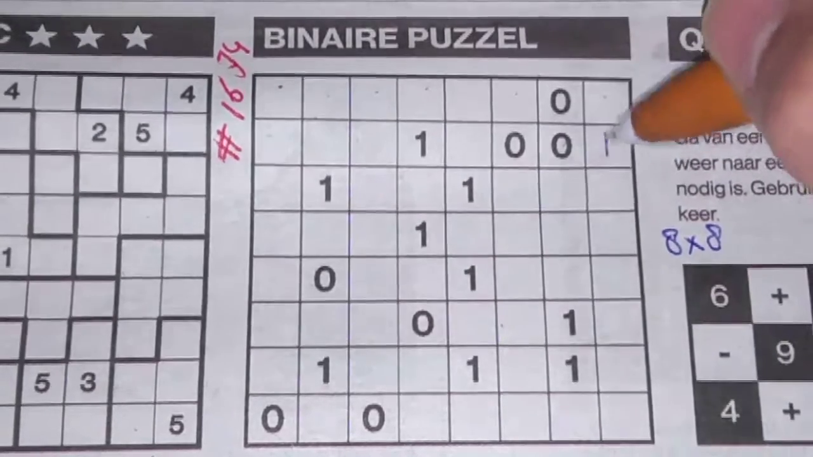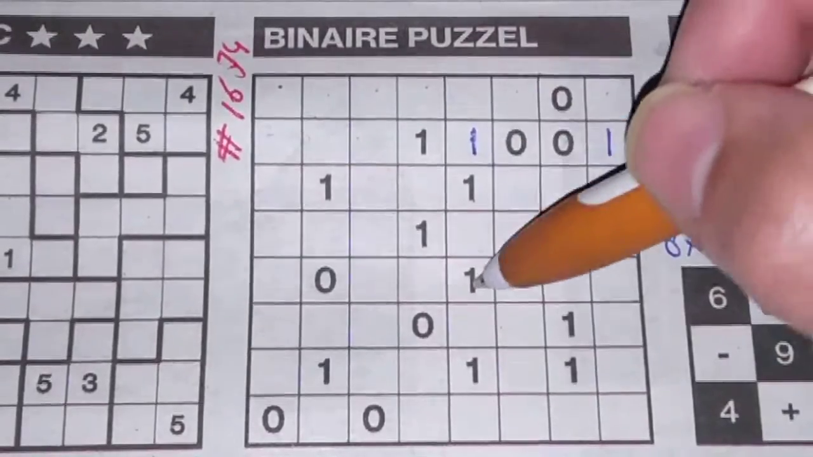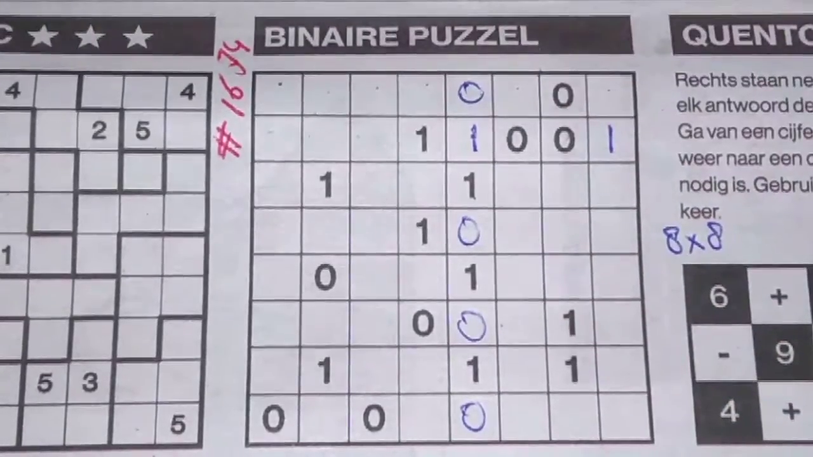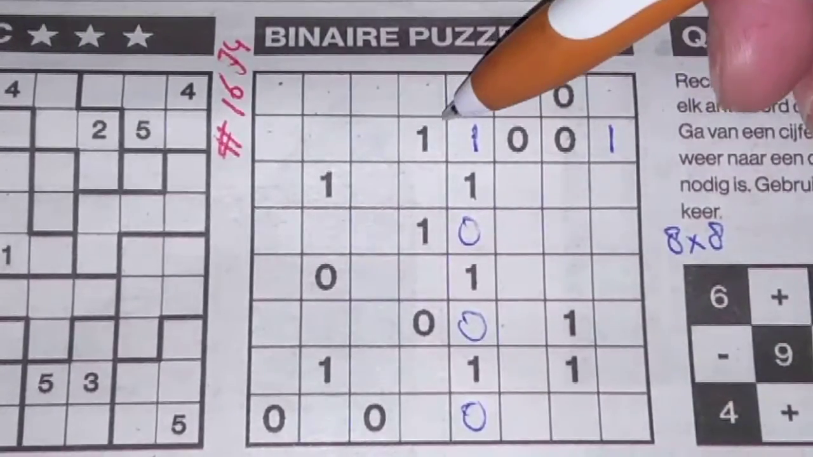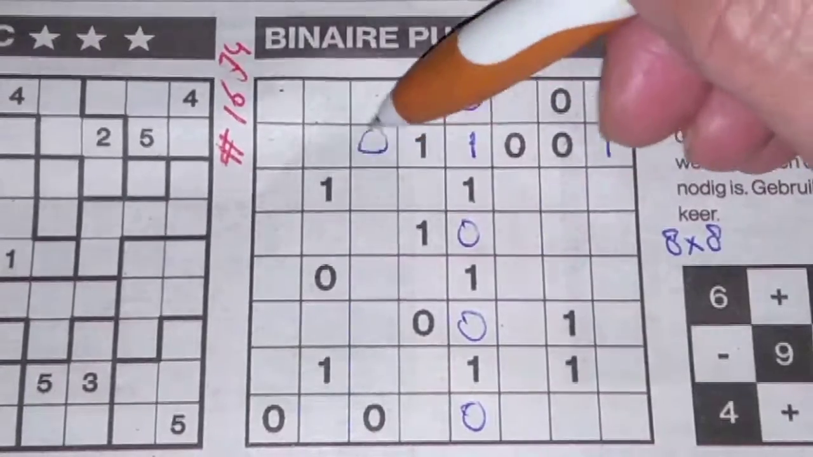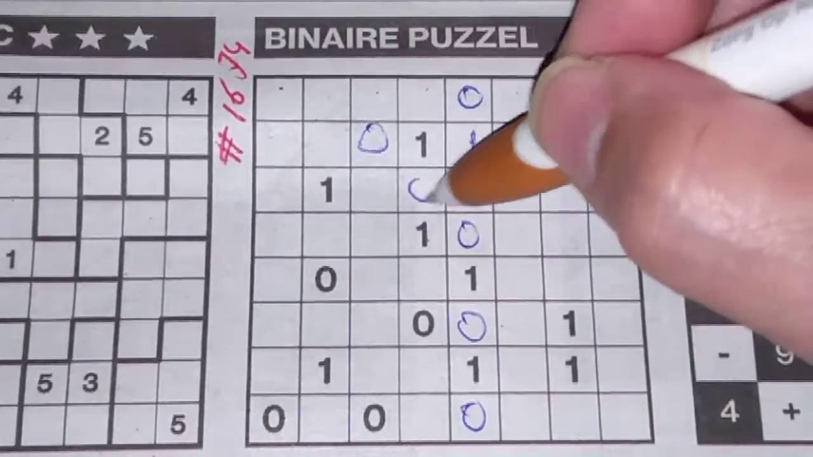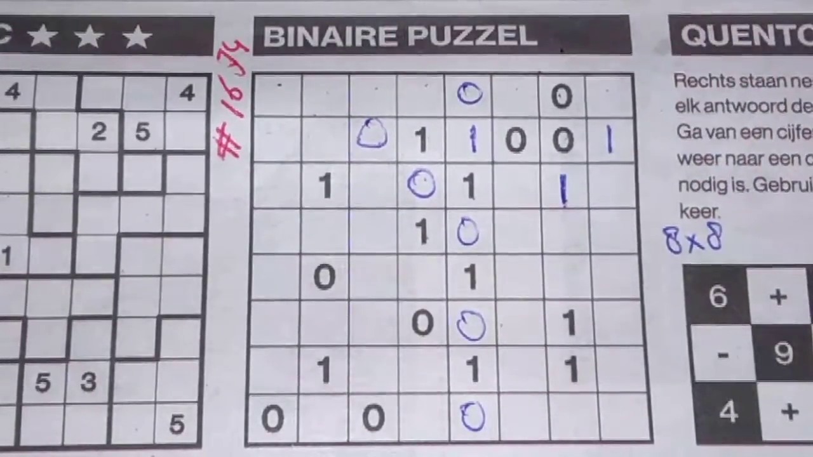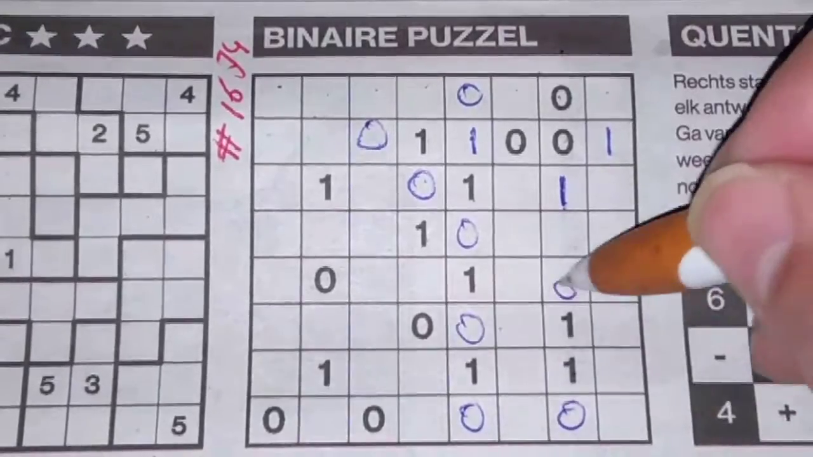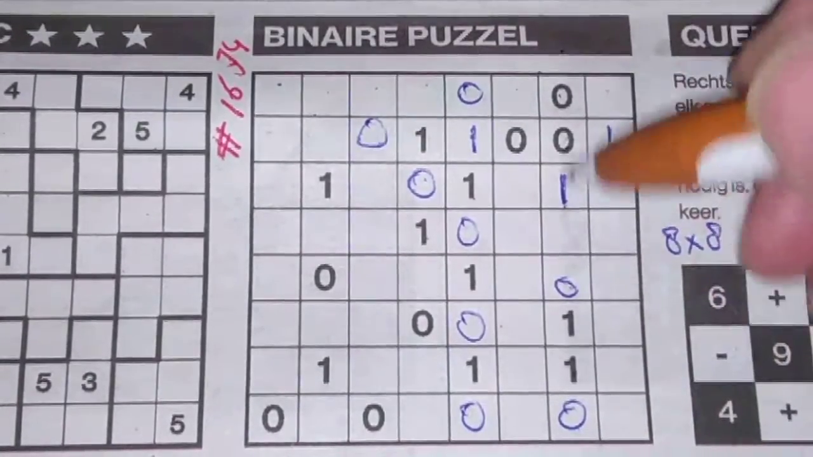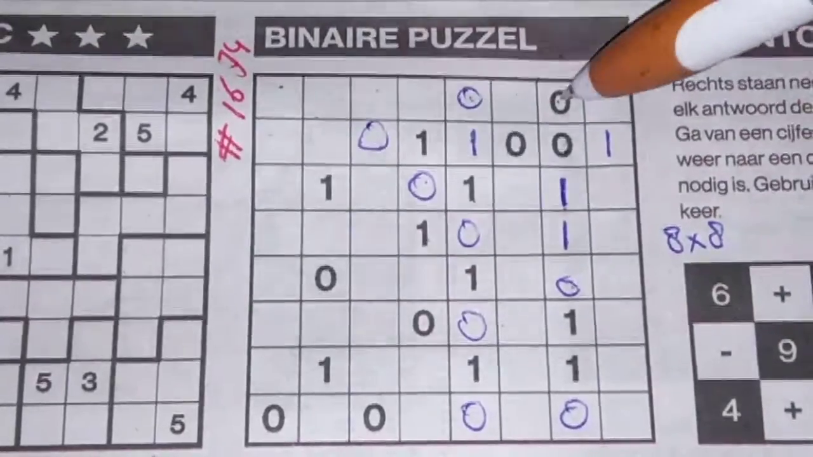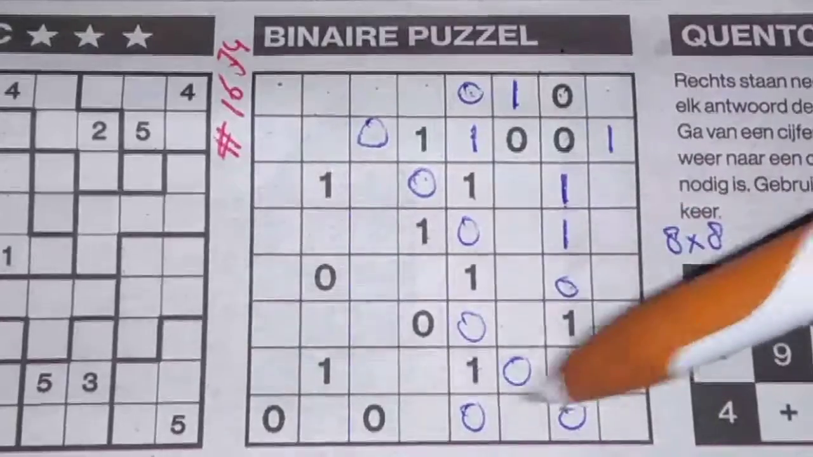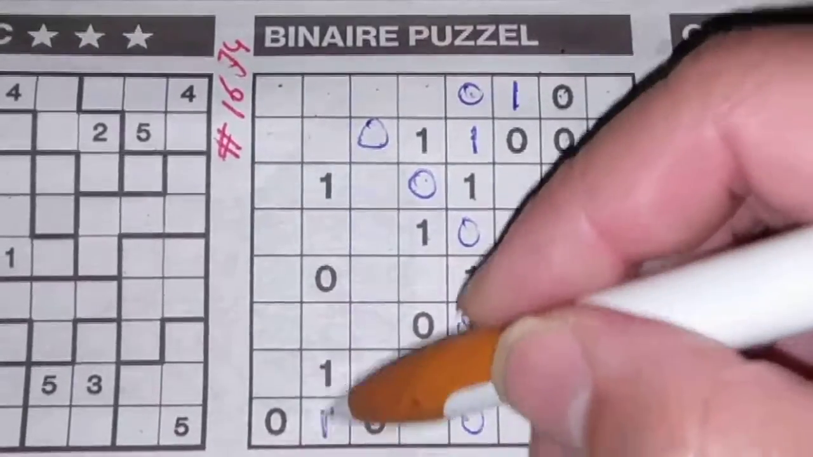Double 0, here 1, there 1. We have now 4 1's in this column, so the rest are 0's. Double 1, here no, there no. Between 2 1's comes a 0. Double 0, here 1, there 1. Double 1, here no, there no. 4 0's, so the rest are 1's. Between 2 0's comes a 1. Between 2 1's comes a 0. 4 0's, so the rest are 1's.